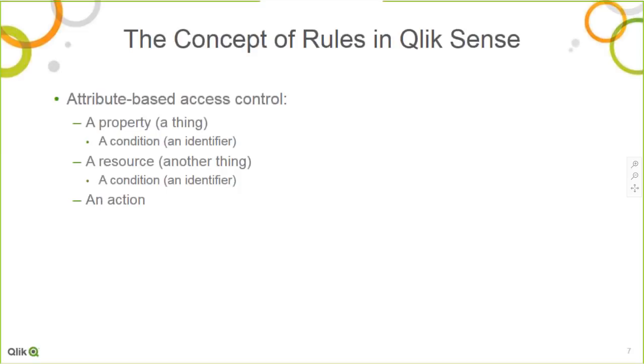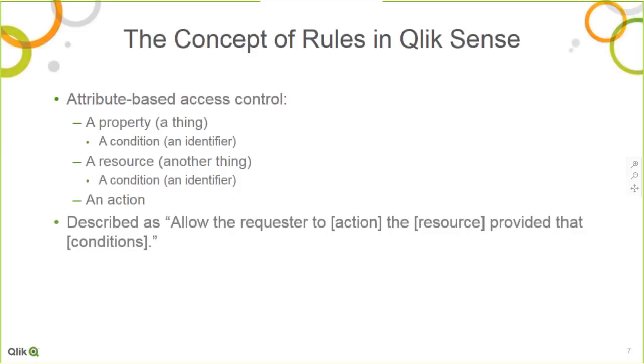So broadly speaking, we have a property, which is a type of thing, a stream, a user, an app, a node, some sort of thing. We can put a condition on there to describe the thing, so a certain type of app, a certain type of user, a certain type of stream. And then we can use another resource, so another type of thing, so a type of app and a type of user. So certain types of users should see certain types of apps. And we have an action: read, delete, update, etc. And we'll go over that in a bit more detail in a bit. But those are the core concepts there.